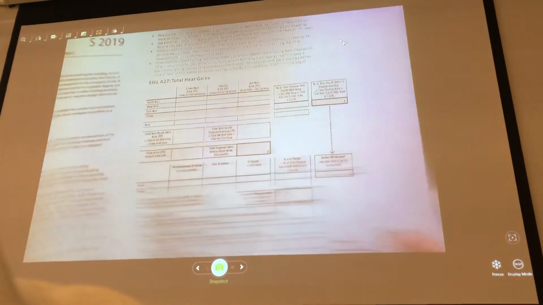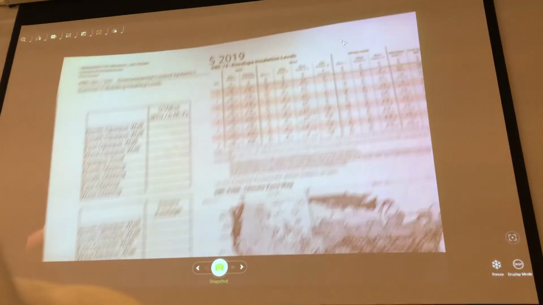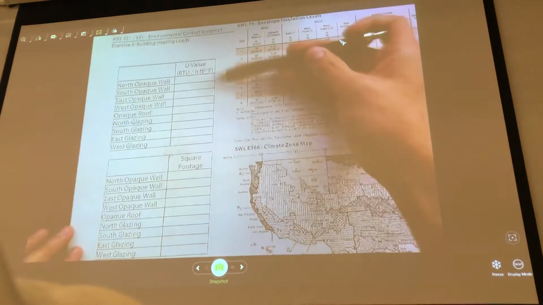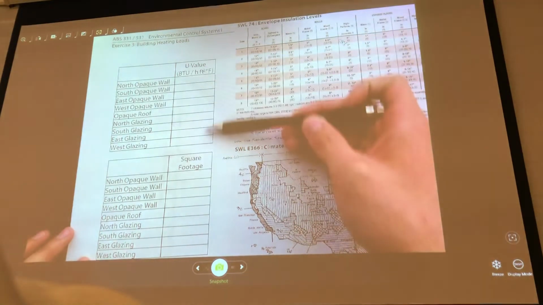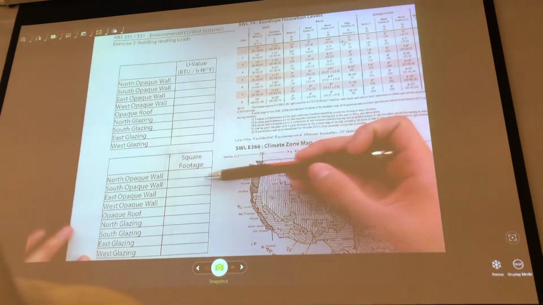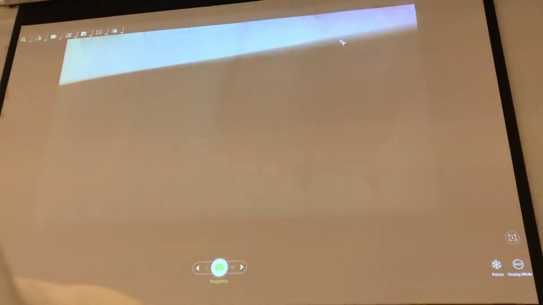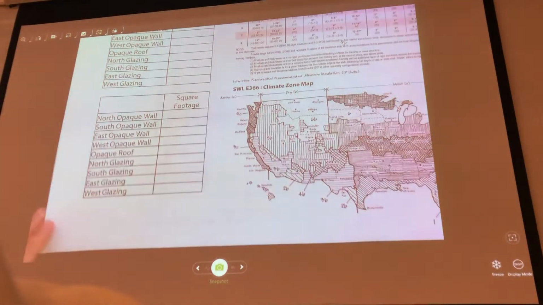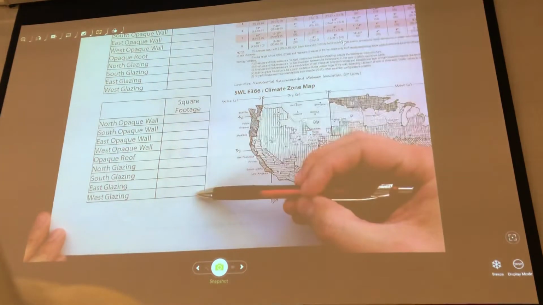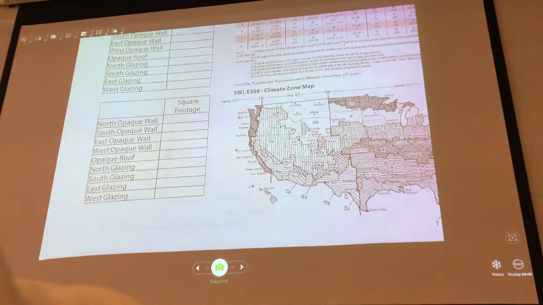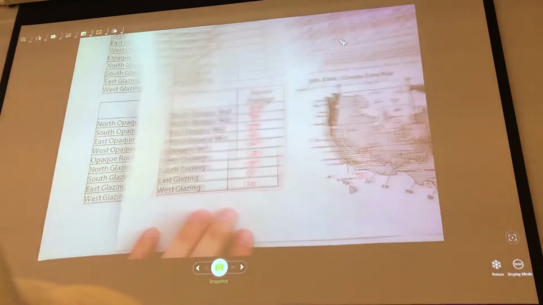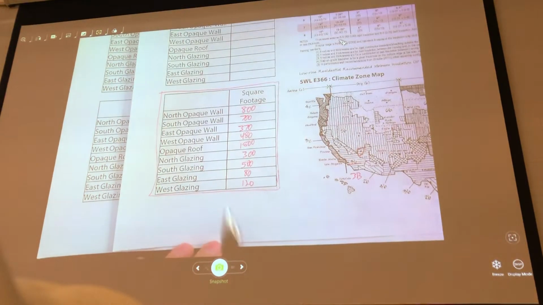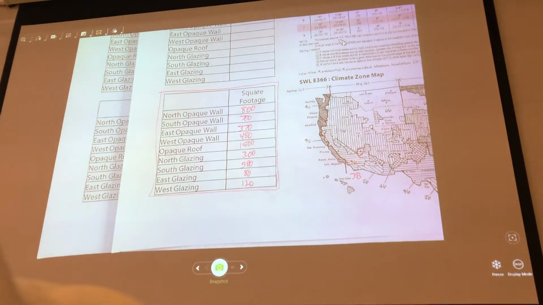So the good thing is, we actually have a table here of exactly what it is that we're looking for. We're looking for the U values of all of our different materials, as well as all of our square footages. Now for me, I already have, at the very least, these square footages listed out. So for this particular example, these are the square footages that we're going to use.